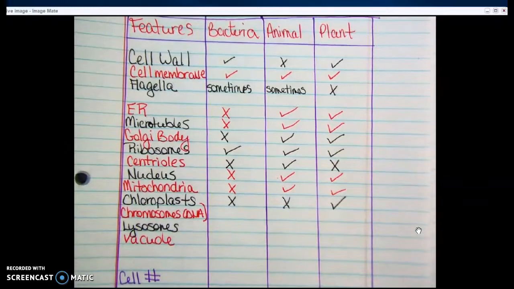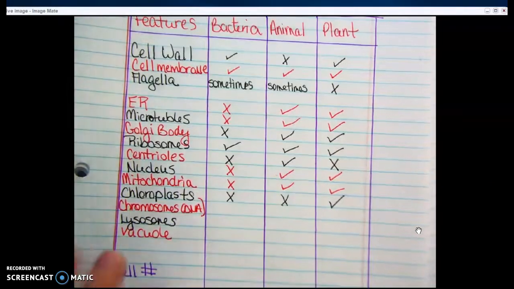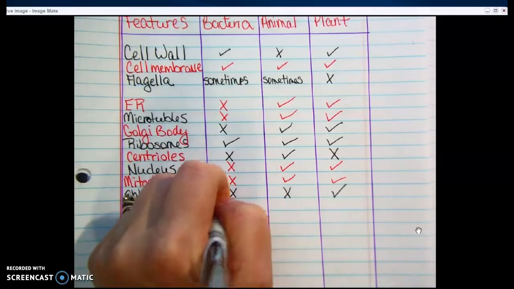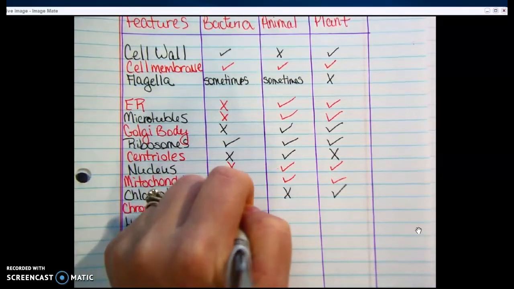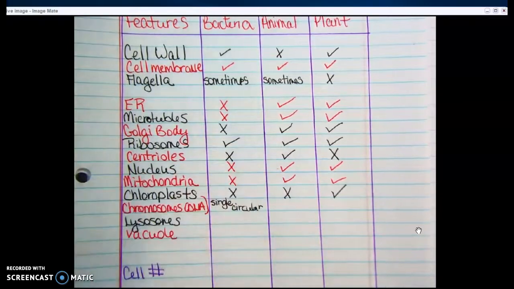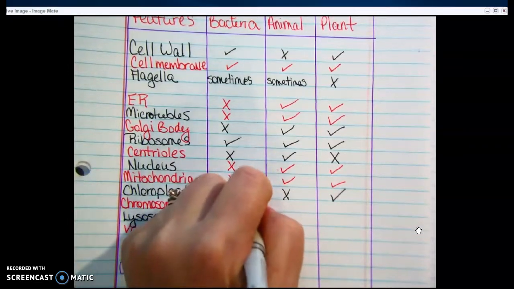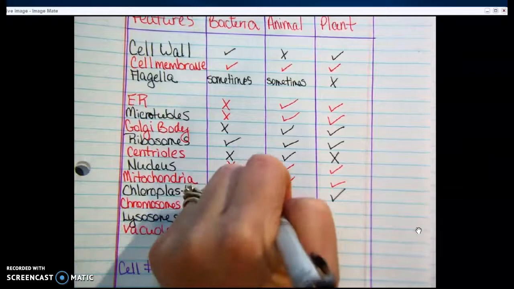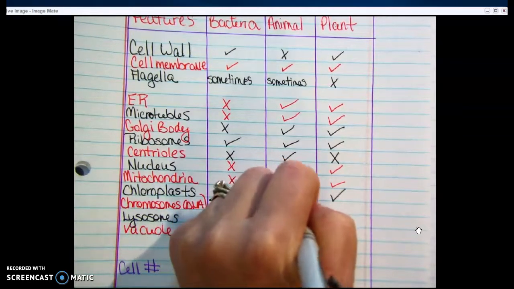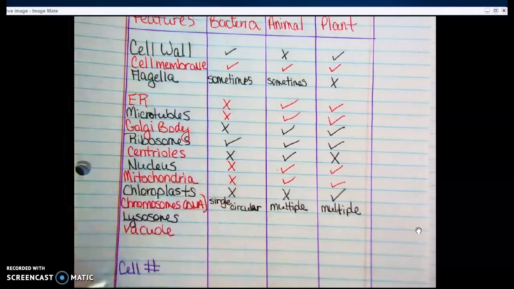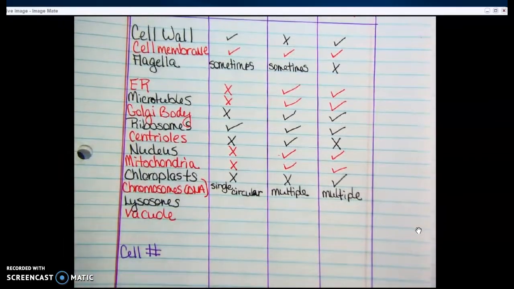Now, chromosomes. We're going to actually put a little note on this. Chromosomes in a bacteria cell are singular. There's only one, because like in our cells, we have 2 chromosomes, and we have lots of them because they come in pairs. Bacteria has a single circular DNA. Okay? So you're going to see that often, single and circular. In animals and plants, we have multiple. That's a big difference between all 3, okay, especially the bacteria.